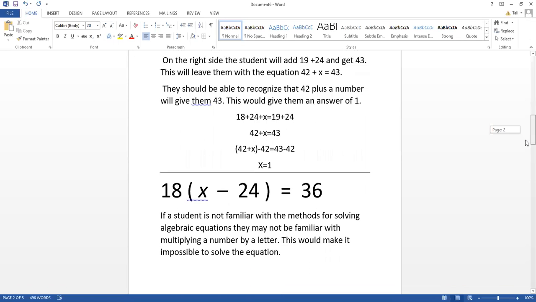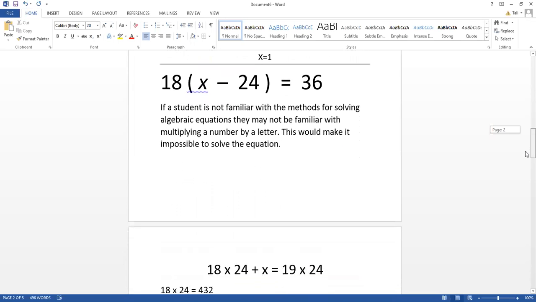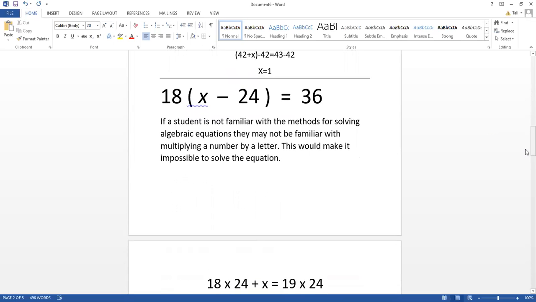Question C on the first part of this problem was 18 times x minus 24 equals 36. If a student is not familiar with the methods for solving an algebraic equation, they may not be familiar with multiplying the number and a letter together. This would make it impossible to solve this equation.